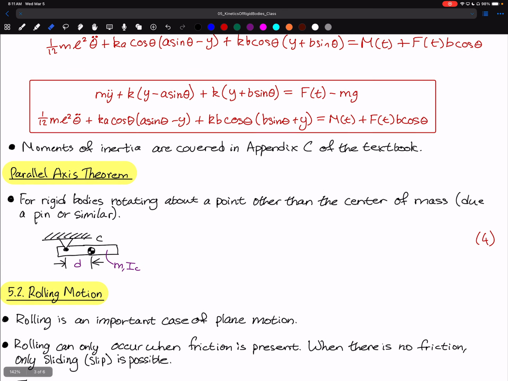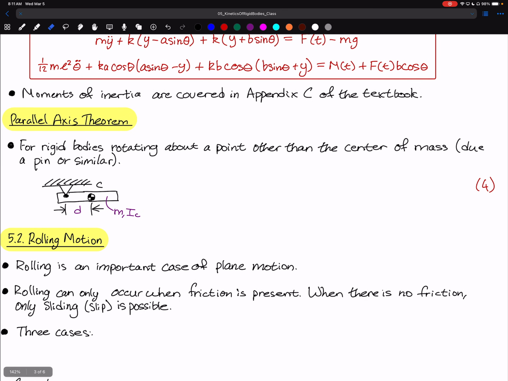Okay, we're going to briefly talk about the parallel axis theorem. There's really not a lot to say. We're not going to derive it or anything. But simply, if a rigid body is rotating about a point that's not the center of mass, such as what I've drawn here, this little bar that's pinned at a distance d away from the center of mass, then your moment of inertia is just going to become modified. It's going to be equal to the moment of inertia about the center of mass plus the mass times the distance from the center of mass to the pin position squared.